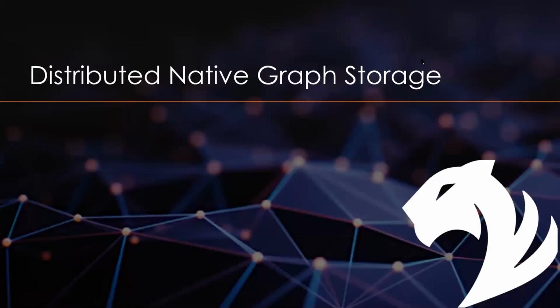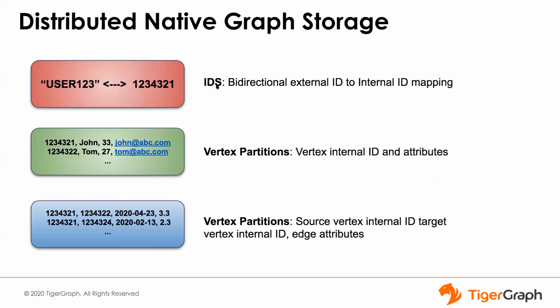GSE carries the ID service. ID service is a bidirectional external ID to internal ID mapping. When we receive the request, we need to translate the external ID to internal format so that GPE can find the location of the vertex. When we send the result, we need to translate it back into external format so that the users can read it, right?